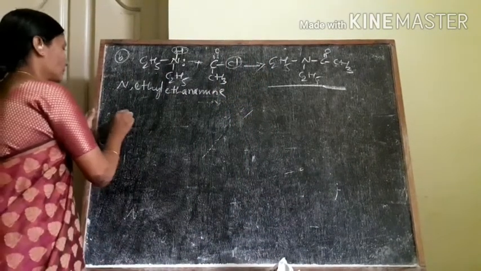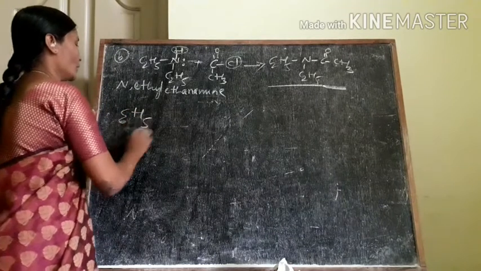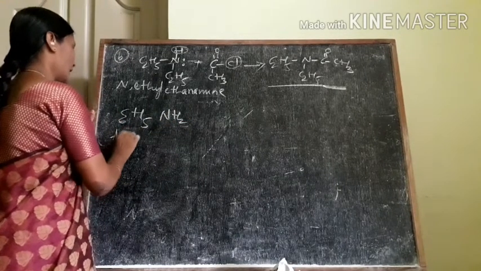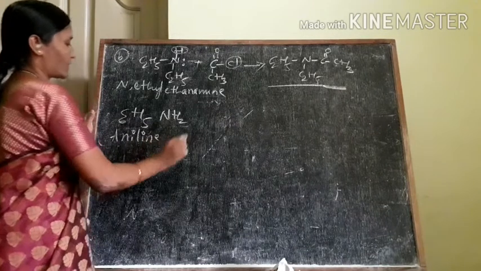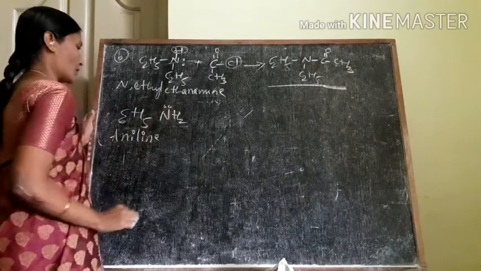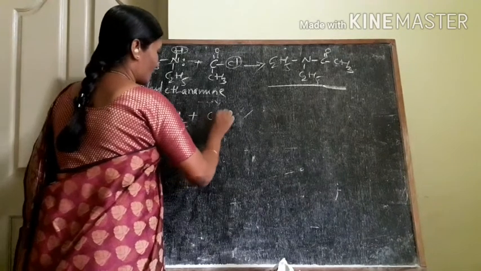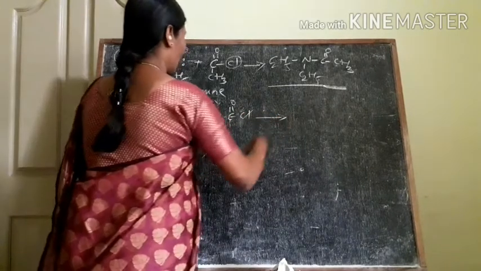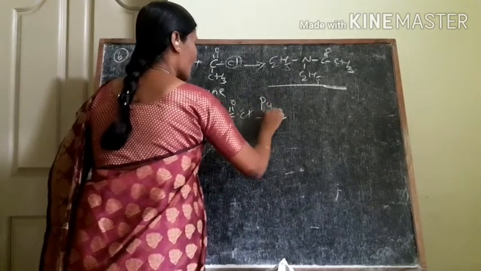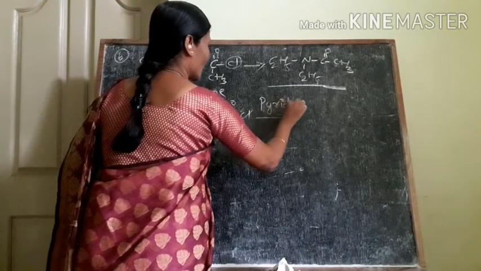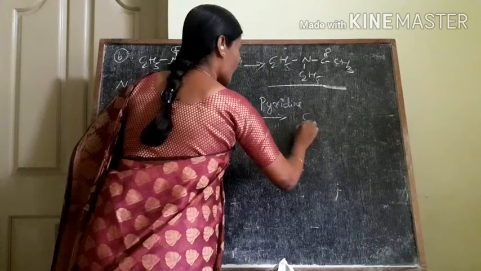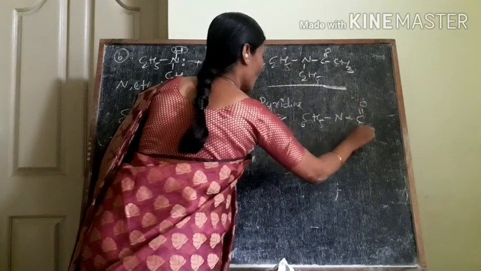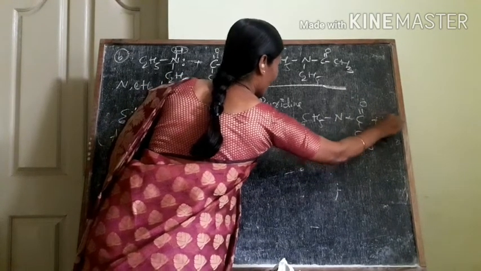That is C6H5NH2. Name is aniline. C6H5NH2, lone pair of electrons, reacts with CH3, C double bond O and Cl as it is, giving HCl. The condition is a strong base, that is pyridine. What happens here? C6H5N, and there is a bond C double bond O, and this is CH3, plus HCl.